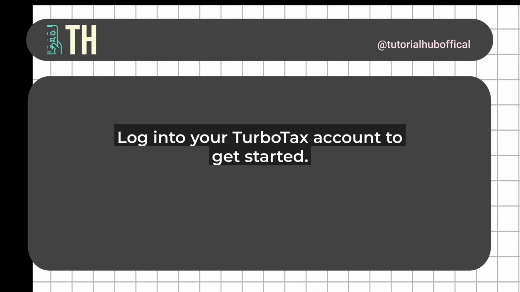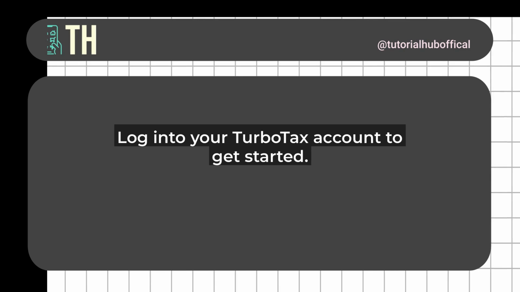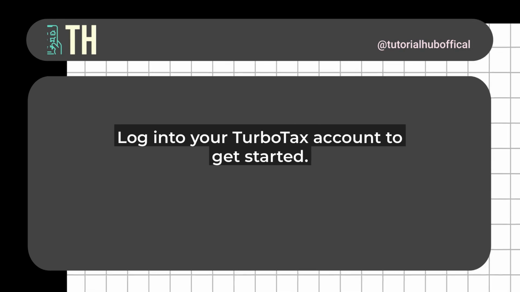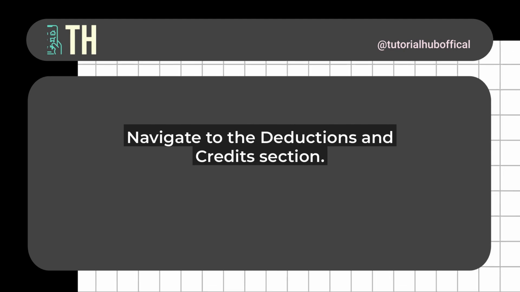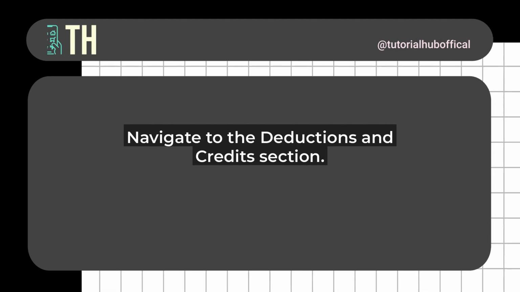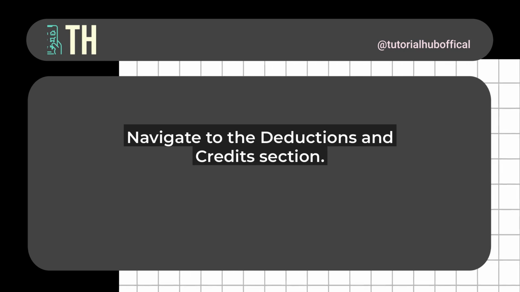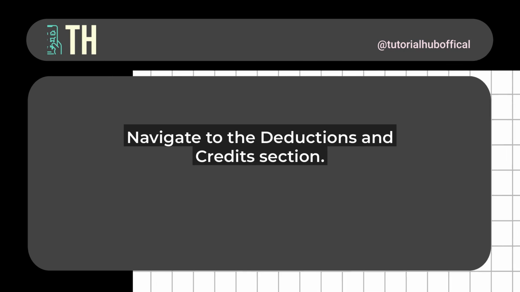First things first, make sure you have your 1098-T form handy. This is the document your school sends you, detailing your tuition payments and qualified expenses. Now, log into your TurboTax account. If you don't have one, go ahead and create it. It's straightforward and free for the basic version.